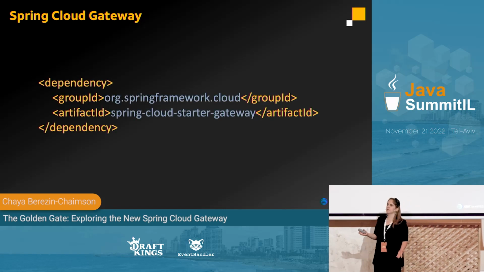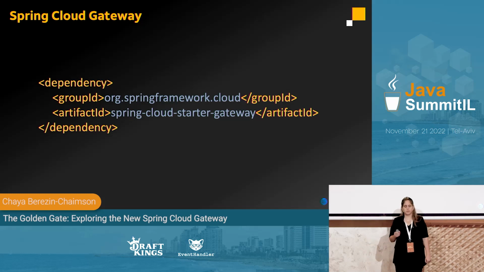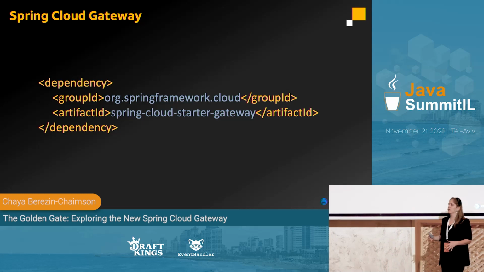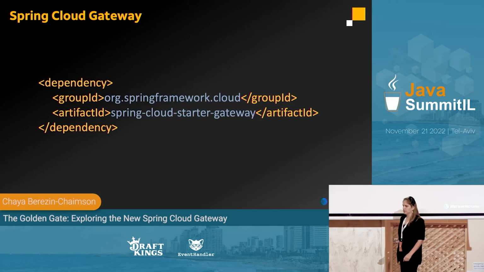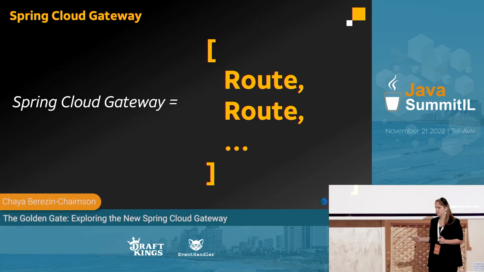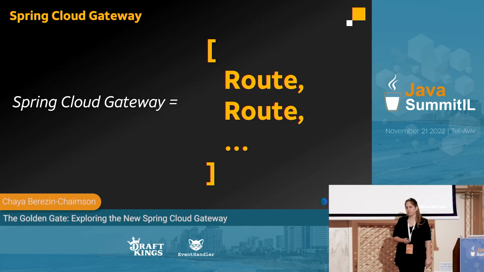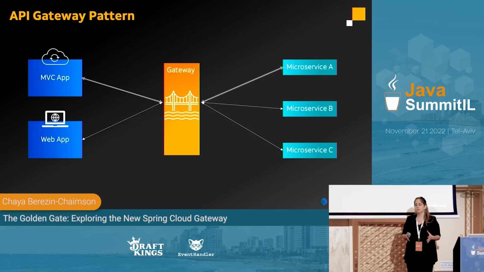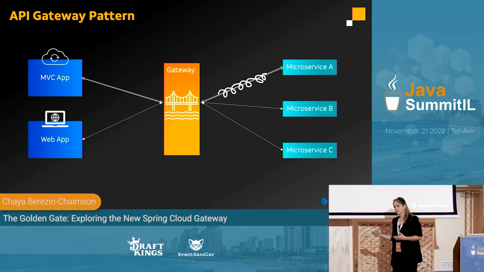So Spring Cloud Gateway is a bare Spring Boot application with the only dependency of Spring Cloud Starter Gateway. And once we have this dependency in place, we can go on and define the gateway routes. Spring Cloud Gateway is just a definition of a list of routes. What is a route? If we go back to our architecture, a route is this. A route is the definition of a specific request that will be routed to a specific microservice, and the manipulations that this request and the response will pass on the way.